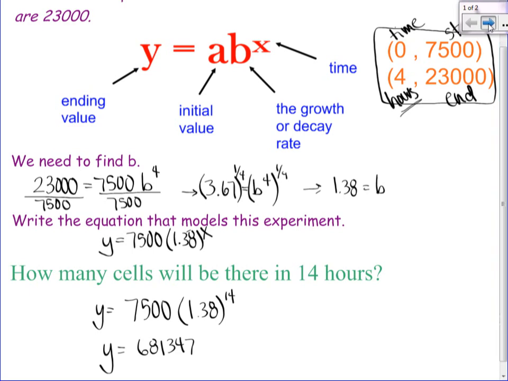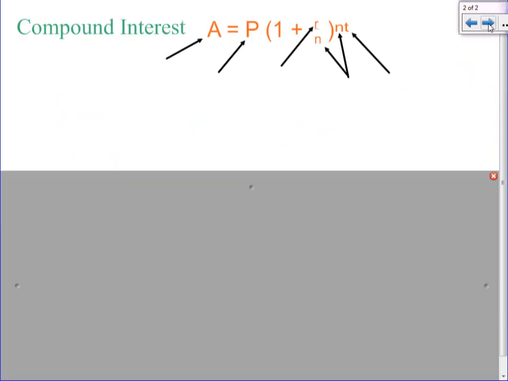All right, the other type of problem that we're going to look at is compound interest. If you put money in the bank and they calculate interest on your money every so often, we use this formula right here. We're going to talk about what each of these variables are. P stands for the principal, which means the amount of money you start with.